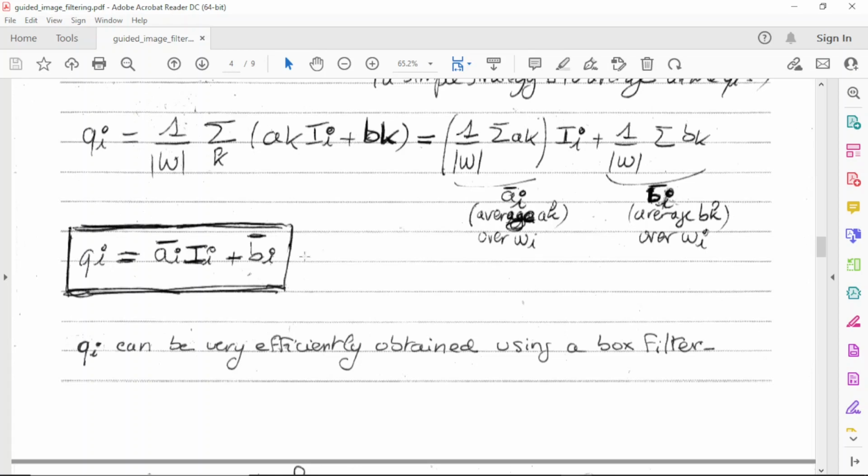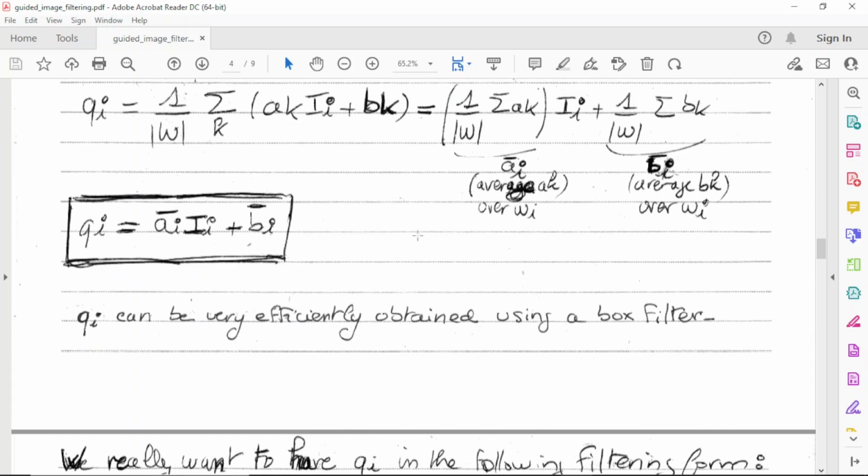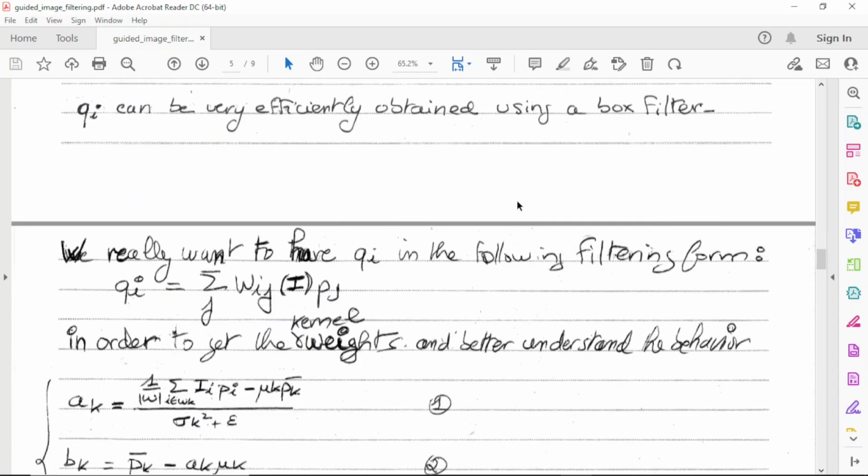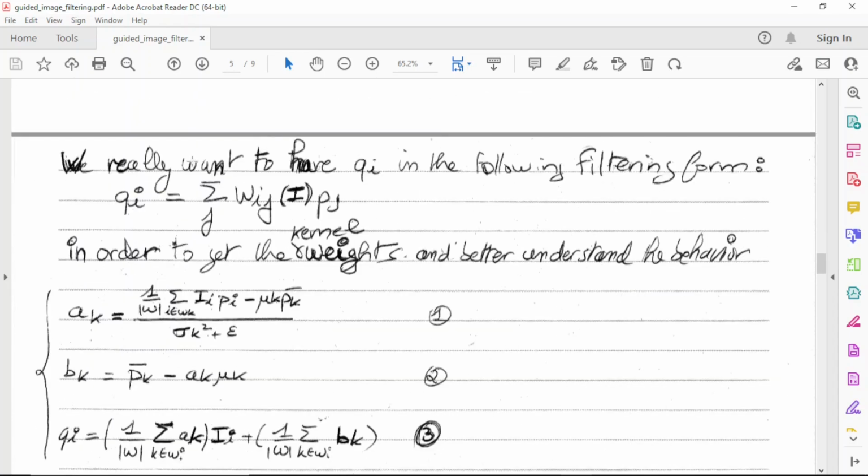QI can be very efficiently obtained using a box filter. You have to use a box filter, because box filters are very, very efficient. And here I'm adding something. We really want to have QI, your output, in the following filtering form.